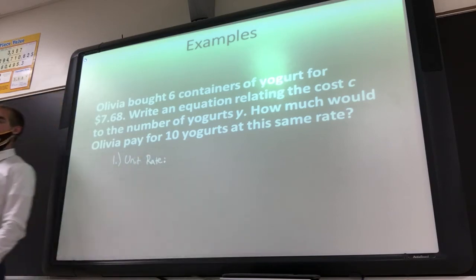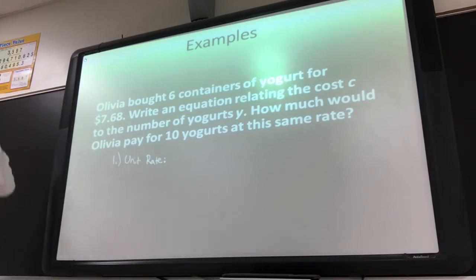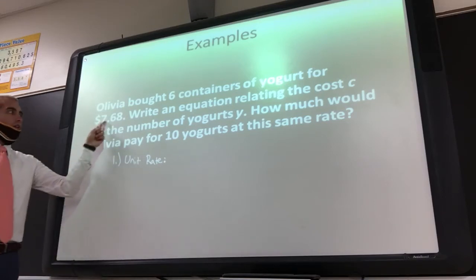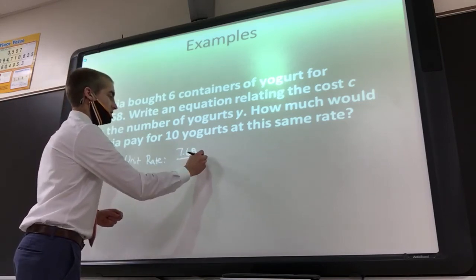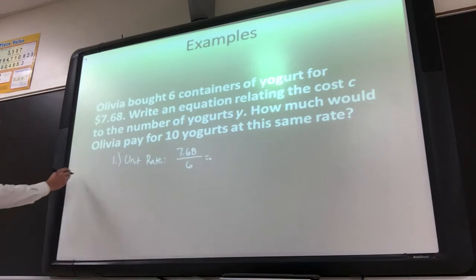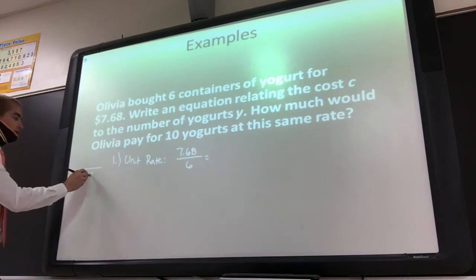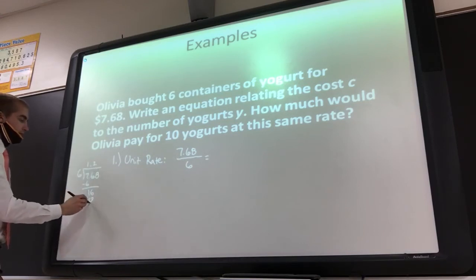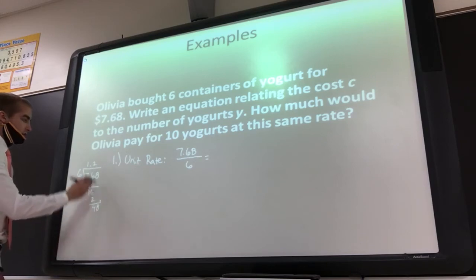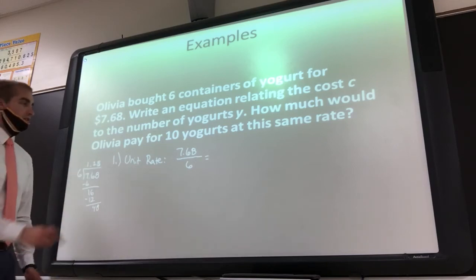So go back to that project we did with online shopping. Is it 7.68 divided by 6 or 6 divided by 7.68? 7.68 divided by 6. So that's going to be the unit rate. So we got to do 768 divided by 6. We get $1.28.